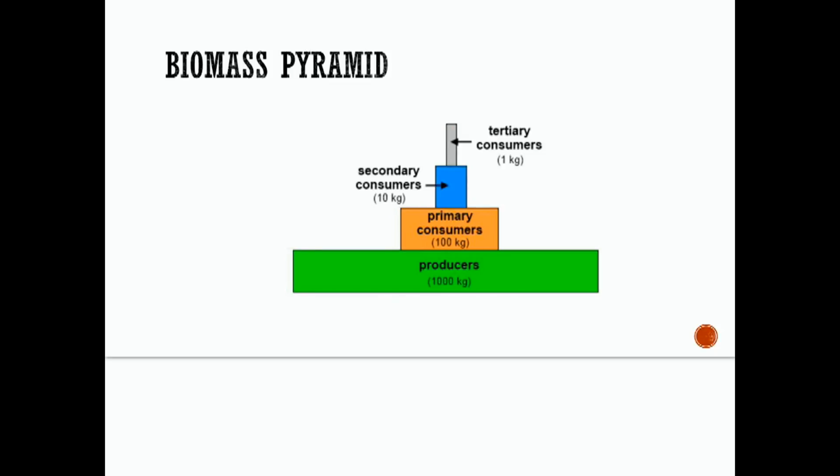So the biomass pyramid represents the total mass of living organic matter, so the biomass at each trophic level in an ecosystem. Since the number of organisms is generally reduced in each successive trophic level, like we just talked about, the biomass at each trophic level is reduced as well. Okay, so in this example, you've got the producers at the bottom, of course, with about 1,000 kilograms, the primary consumers with about 100 kilograms, secondary consumers at 10 kilograms, and tertiary consumers at 1 kilogram.